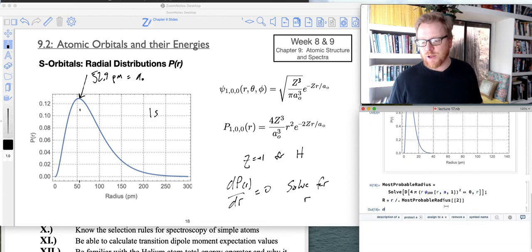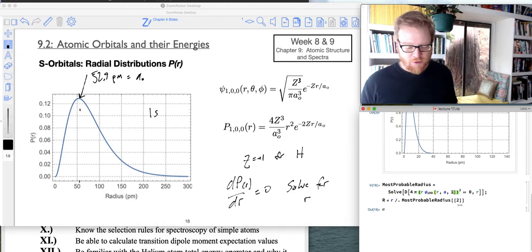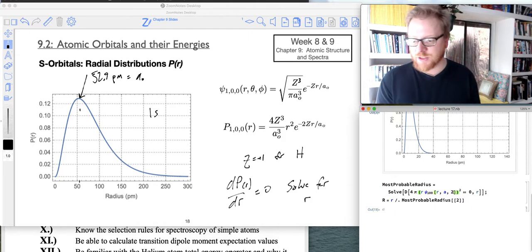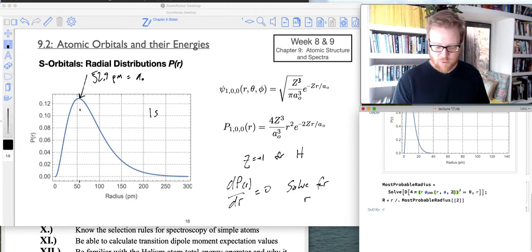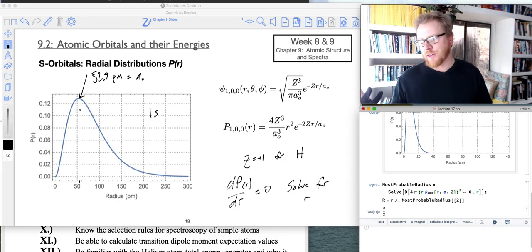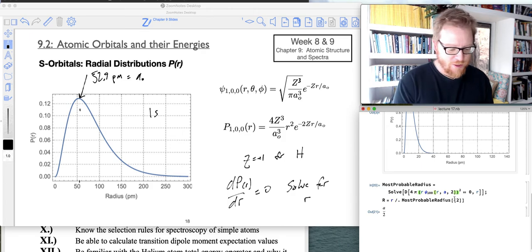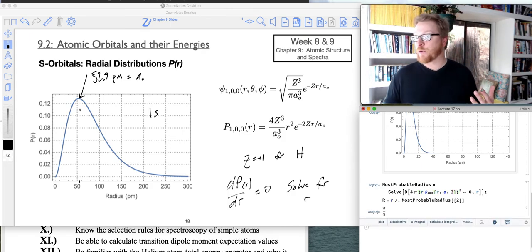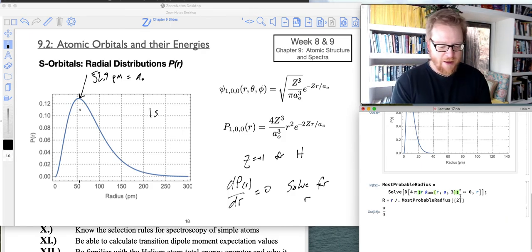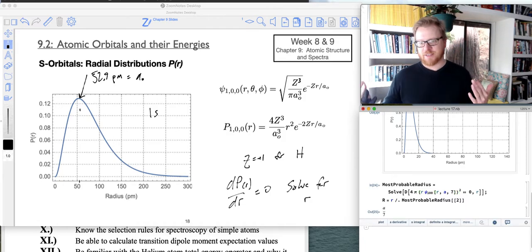And what's also really cool on solving where that maximum is occurring, here in my little Mathematica problem, I can just make z equal to 2 right there. That's what I just did. And I'll evaluate it. And look, the most probable radius becomes a over 2. And if I go to 3, it becomes a over 3. And if I go to like 7, it becomes a over 7.